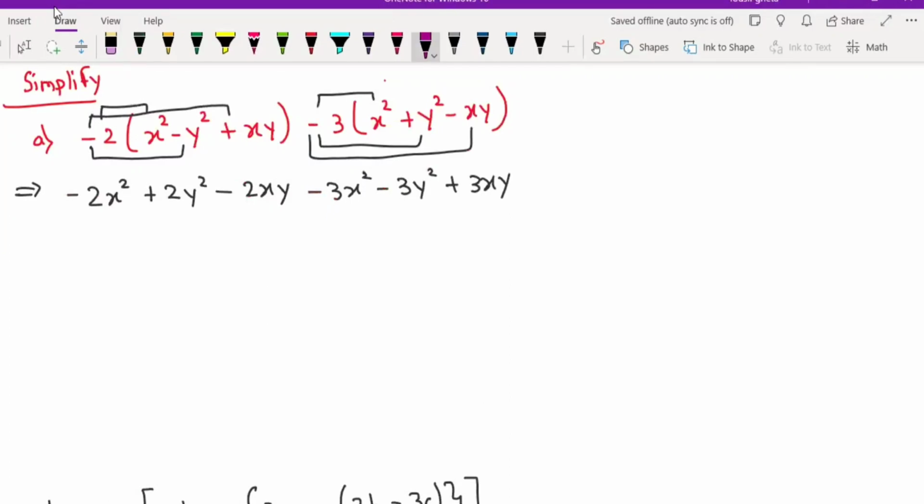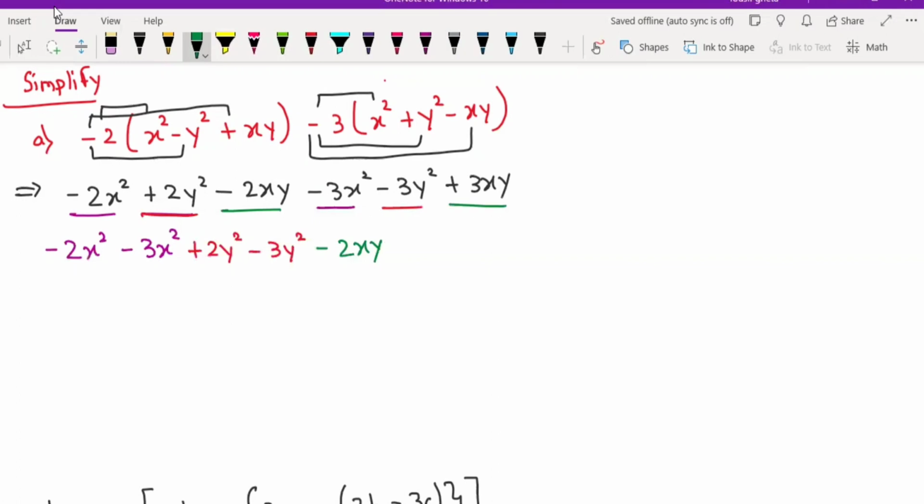Let us solve them. Okay, by arranging the like terms, that is minus 2x square over here, and there is one more over here, that is minus 3x square. The next, plus 2y square over here, minus 3y square. Next one, minus 2xy over here, plus 3xy.